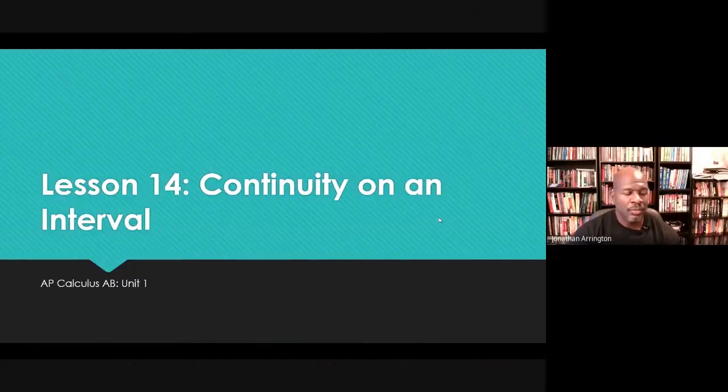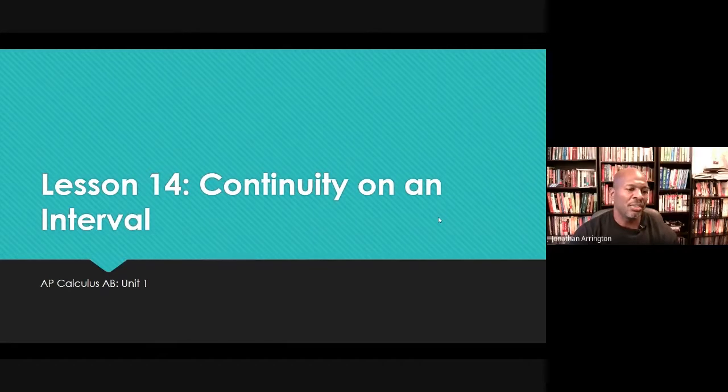Okay, greetings, calculus students. Welcome to lesson number 14. All right, lesson 14. A little hard to believe it's only the 14th lesson. Seems like we've been going at this for a year almost. But anyway, lesson 14 is on continuity on an interval. So we have previously talked about continuity at a point.